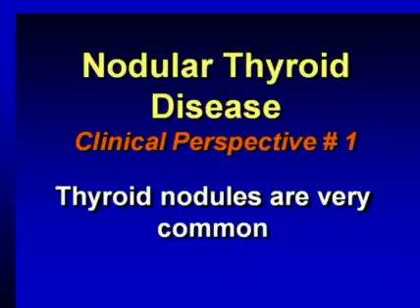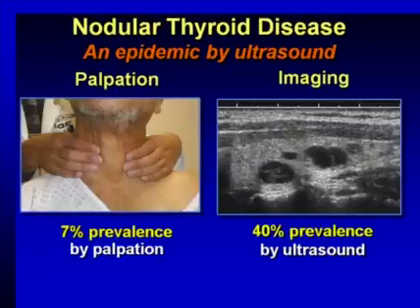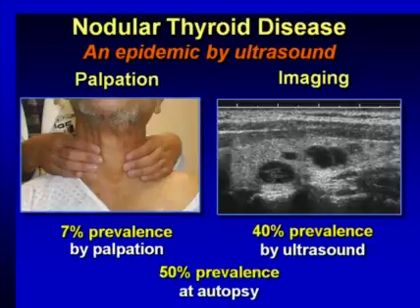As we do, we need to obtain a perspective on nodular thyroid disease. And the first perspective is that thyroid nodules are very common. In fact, this has been called an epidemic by ultrasound by some. By palpation, these are present in 7% of the population. By imaging, by ultrasound, 40%. And at autopsy, 50% of individuals will have thyroid nodules.